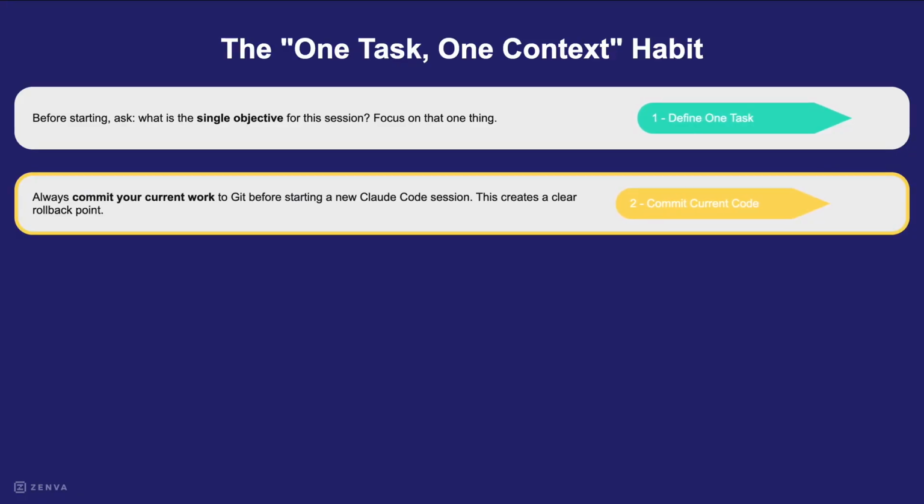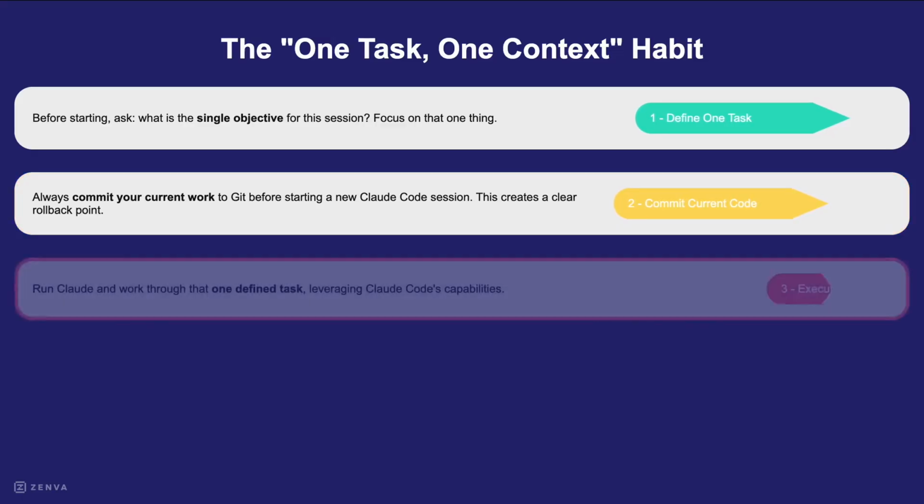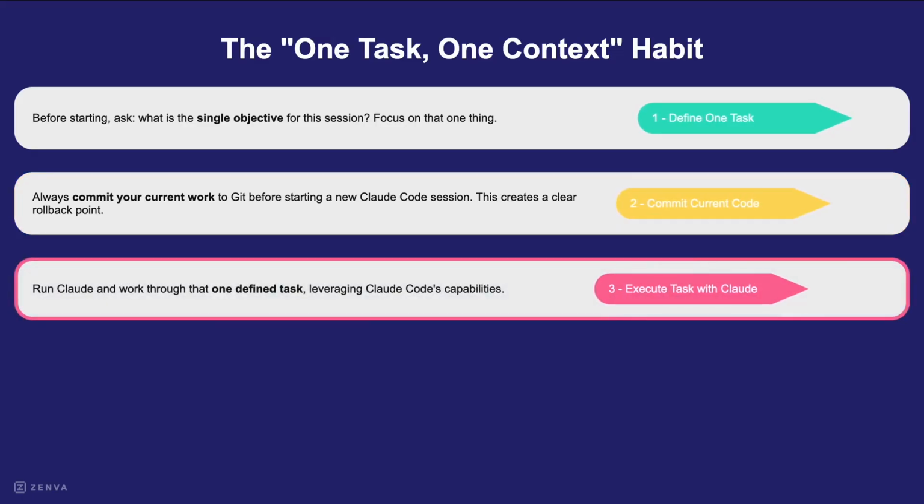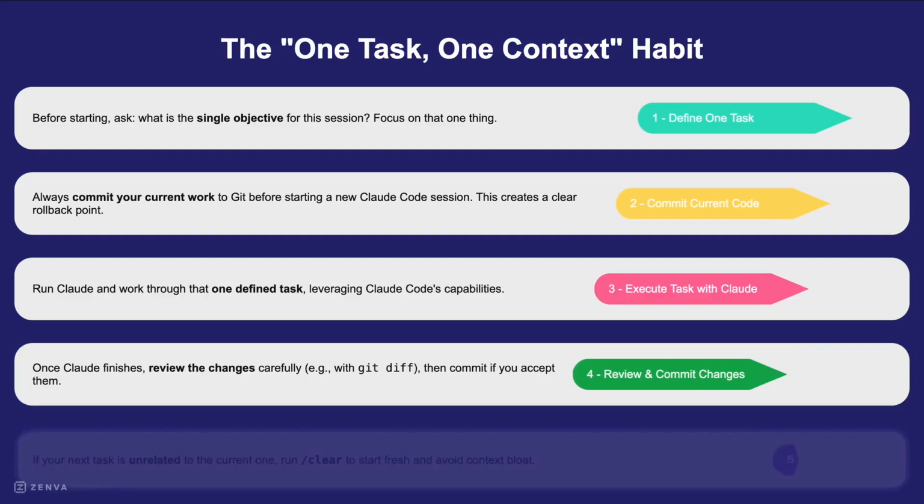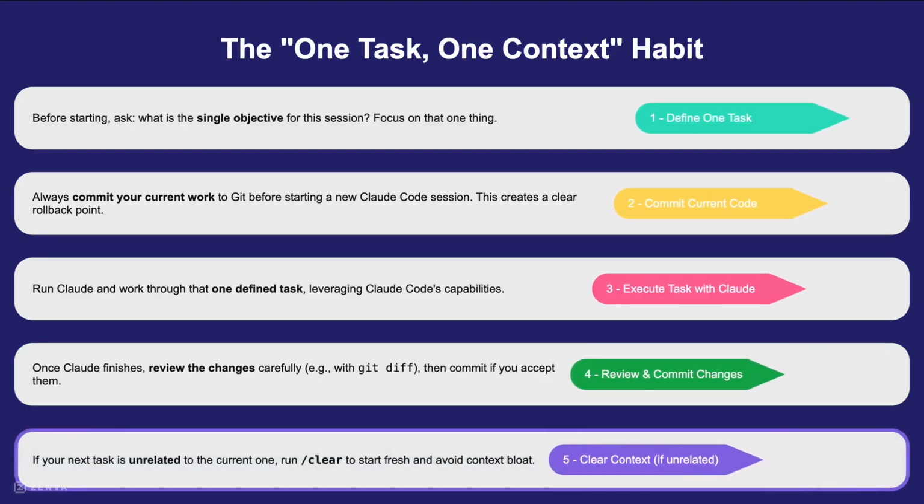This gives you a rollback point, protecting your progress. With your objective and code committed, run Claude and work through the task. Use Claude Code's power to reach your goal. When Claude finishes, review the changes, maybe using git diff. If you're happy, commit the changes. Finally, if your next task is unrelated, run the /clear command. This starts you fresh, preventing context bloat and setting you up for good performance.